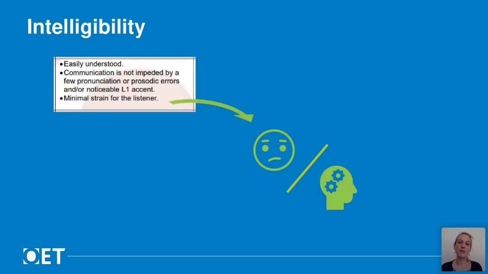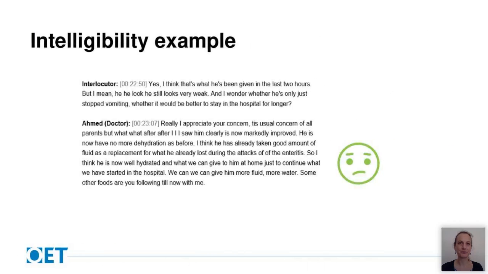Another part of this criteria is your accent. And while it's absolutely fine to have an accent and to make some pronunciation mistakes, a heavy accent or significant pronunciation errors, that was a good word to slip up on, for the task would reduce your score here. So let's look at an example from one of the medicine role plays.